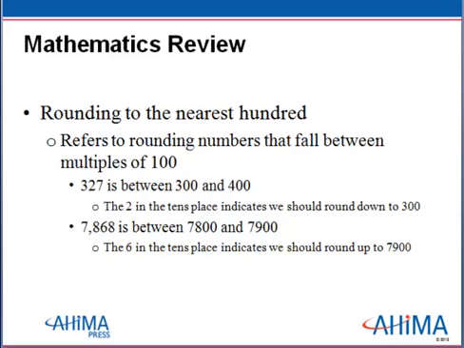Rounding to the nearest hundred refers to when we round numbers that fall between multiples of 100. So if we're rounding to the nearest hundred and our number is 327, that is below 350, so we would round down to 300. The next example, if we have 7,868, that is above 7,500, we are going to round up to 8,000, or it depends on what place we're wanting to round to. We could round up to 7,900 as well, depending upon which place that is asking for in the particular problem that we're on.